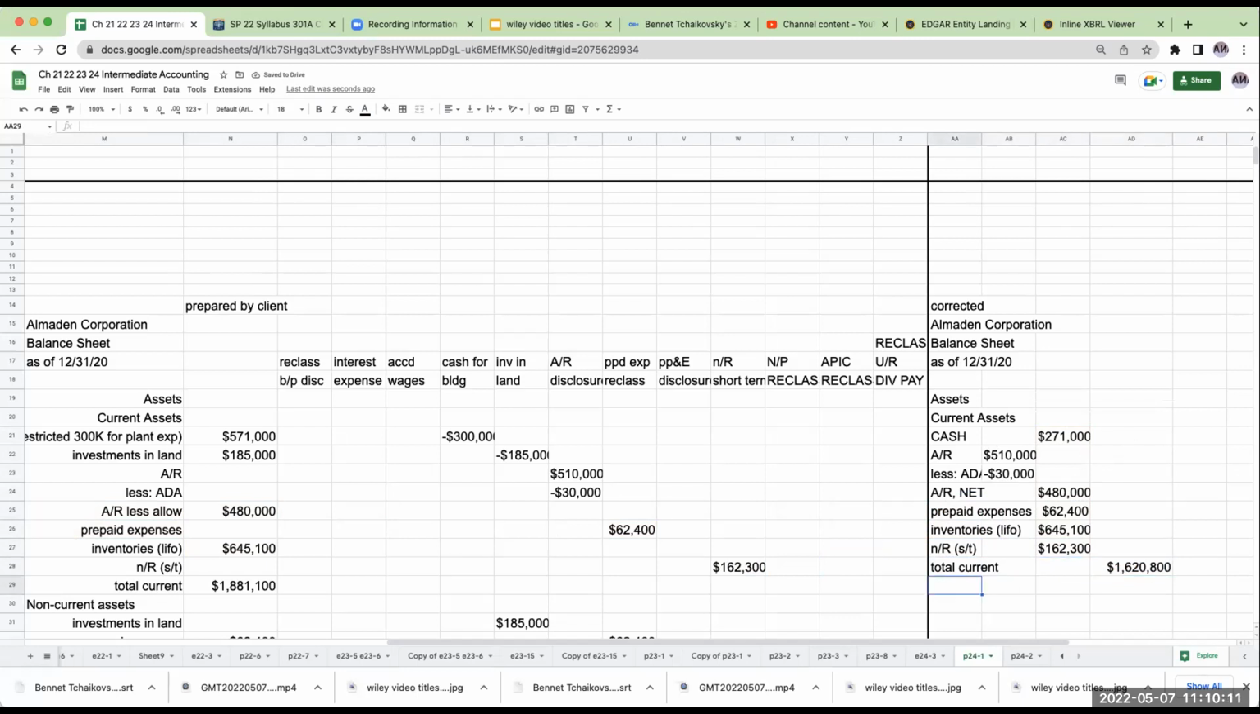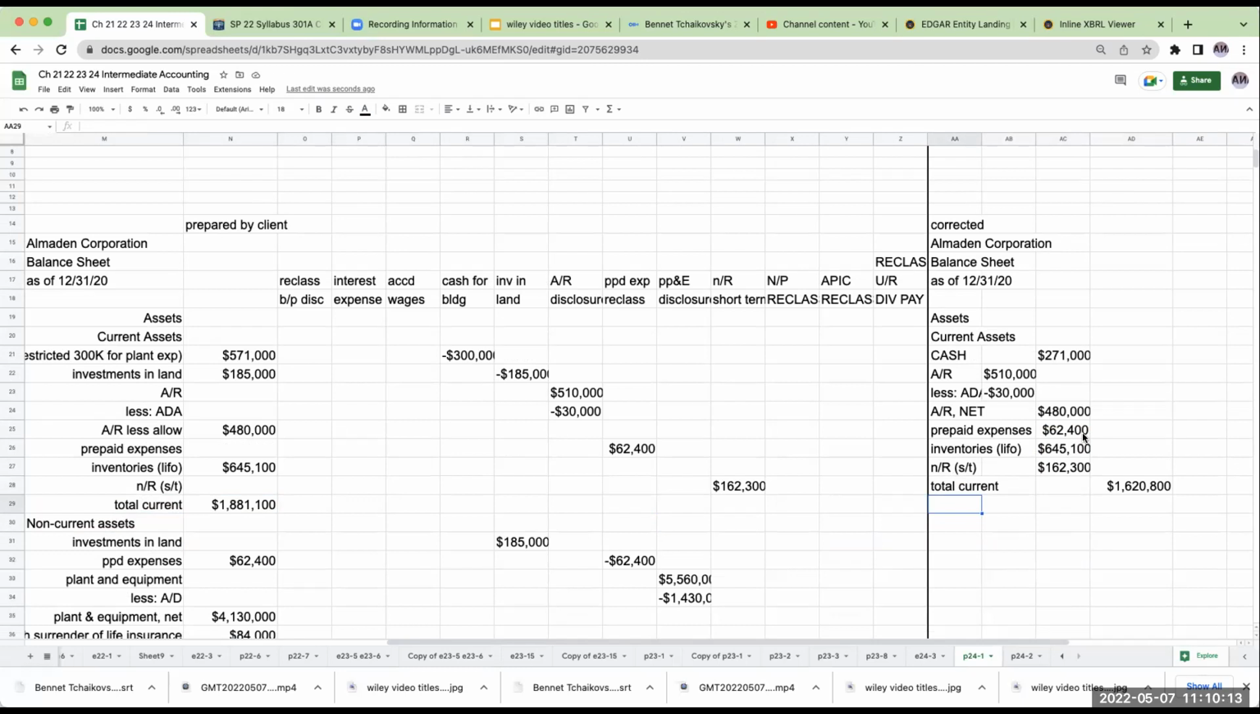1,620,800. For my non-current assets, I'm doing this differently than your textbook just because I've seen different companies do different things. So I'm going to have investments in land. This will be at 185. I'm going to have over here plant and equipment less accumulated depreciation gives me property, plant, and equipment net.